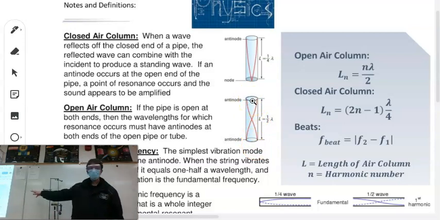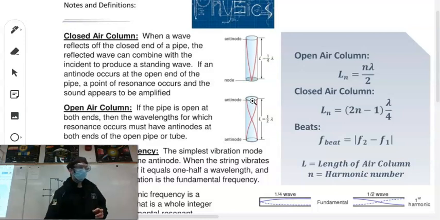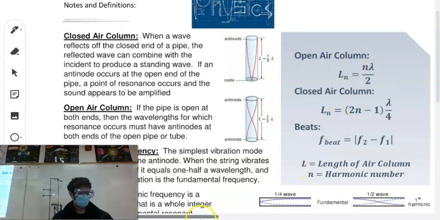Now these two pictures that I've shown are both at the fundamental frequency. So what do I mean by fundamental frequency? I mean you could not draw this standing wave any longer, because it's going from one antinode to the next antinode in our open air column. In our closed one, we're going from one node to the next antinode. Now what you can do, and I'll draw this for you.